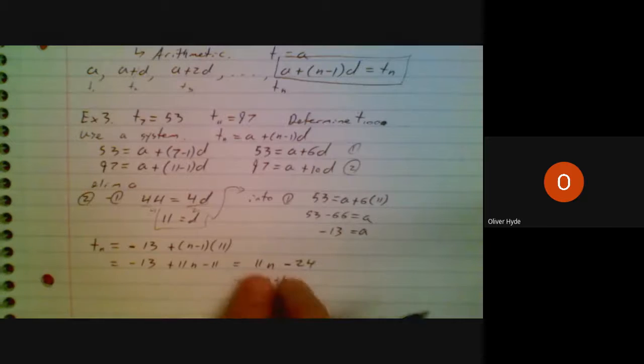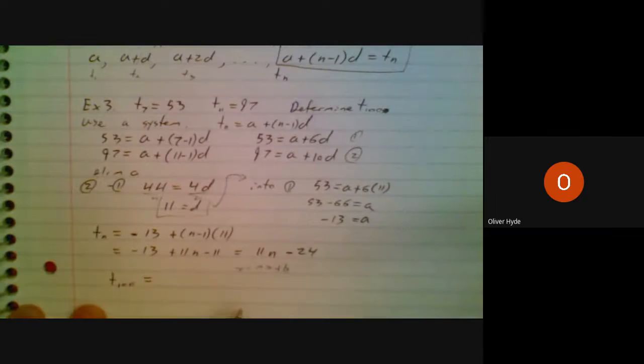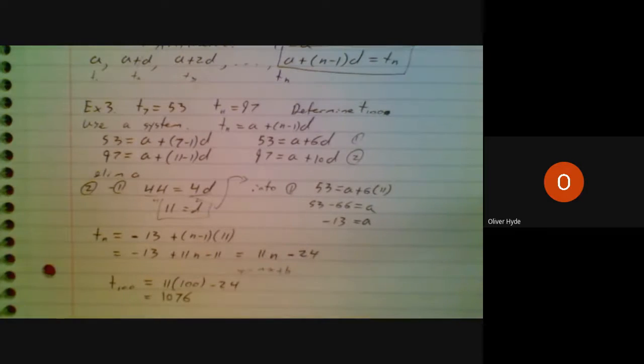Okay. But this is called the simplified general form. And it is a little bit easier to use. If I want to evaluate what t of 100 is, it's all ready for me to just substitute in. T of 100 is going to be 11 times 100 minus 24. That'll be 1100 minus 24. It'll be 1076.